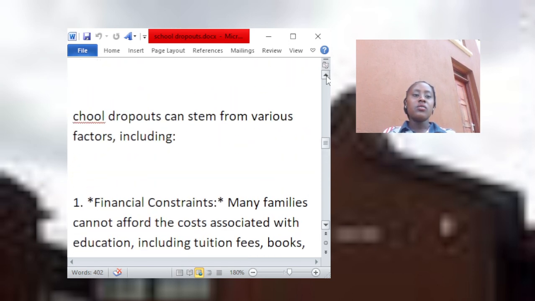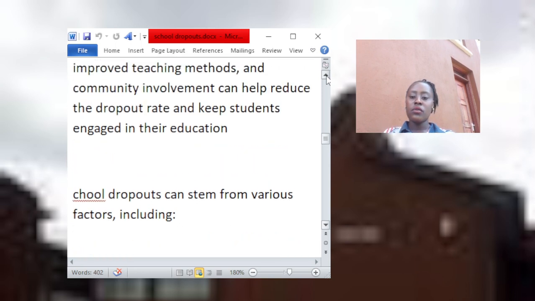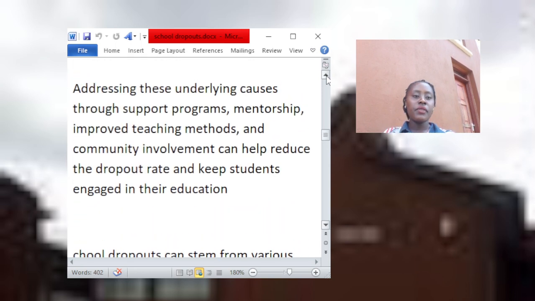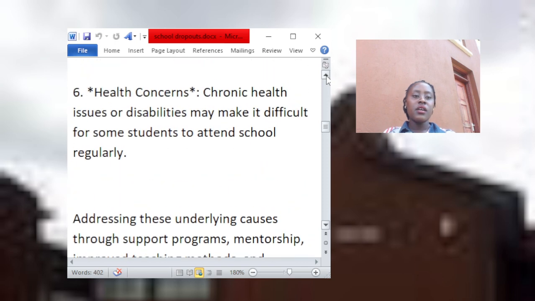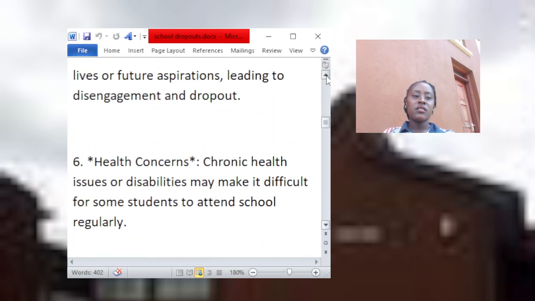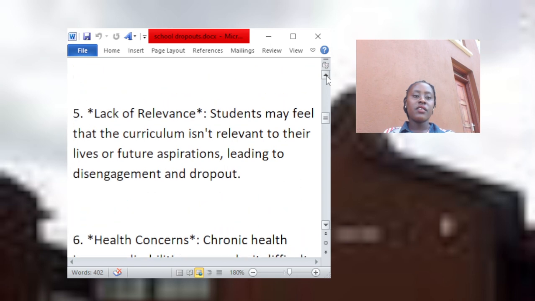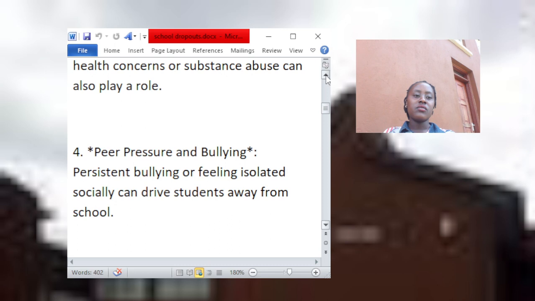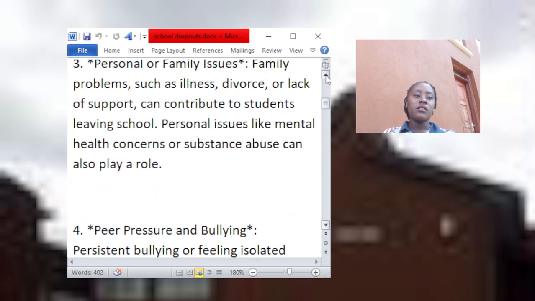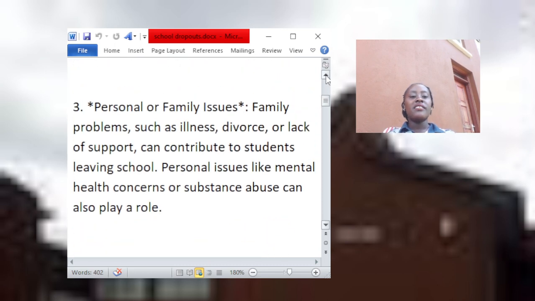Because of time, I'll be concluding. There is this factor of health concerns we have looked at. The lack of relevance is also something we have addressed. Peer pressure and bullying also we have. There's one point that I want to conclude with, and that is personal and family issues.